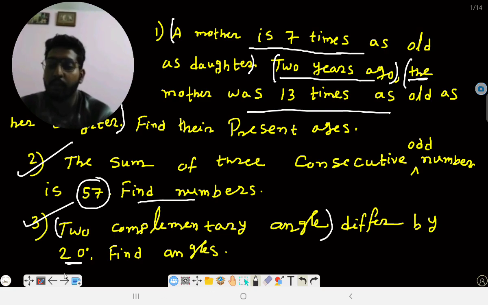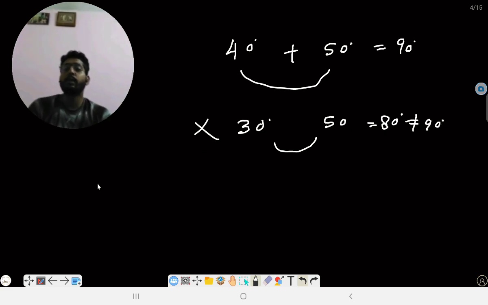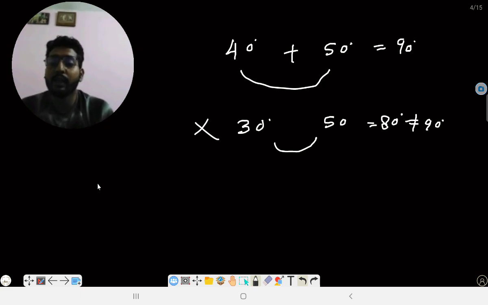For example, suppose one angle is 40 degrees and another angle is 50 degrees. You can see the sum is 90 degrees. Then these two angles, 40 and 50, are called complementary angles. But suppose 30 degrees and 50 degrees, the sum is 80. It is not equal to 90 degrees, so they are not complementary angles. Suppose one angle is x and another angle is y, then the sum of these two will be 90 degrees. That means those angles are complementary angles.